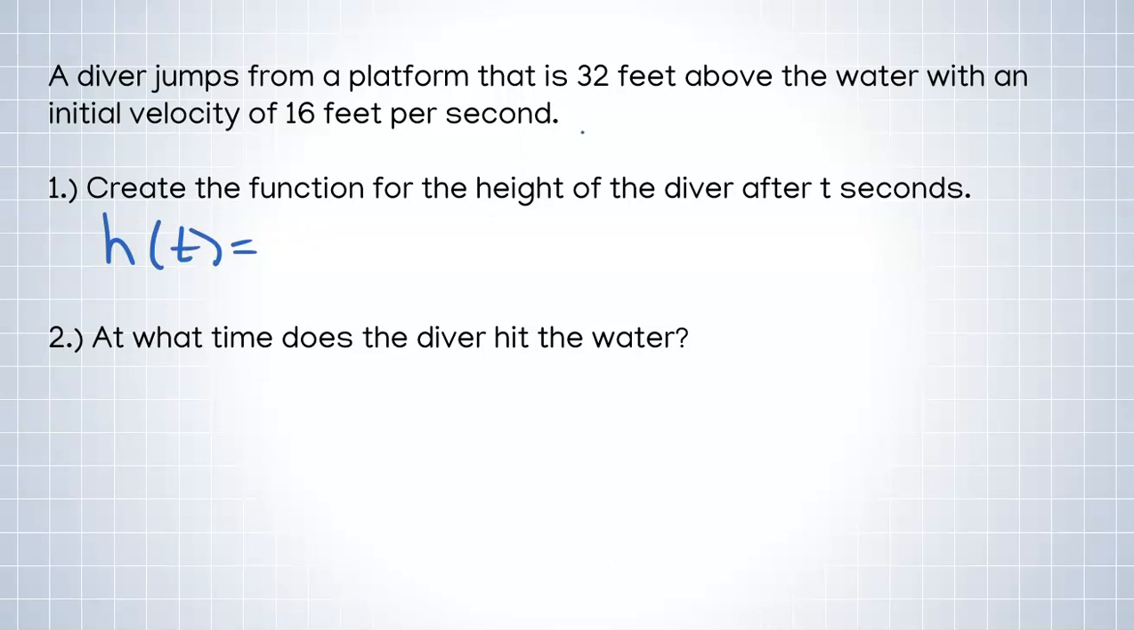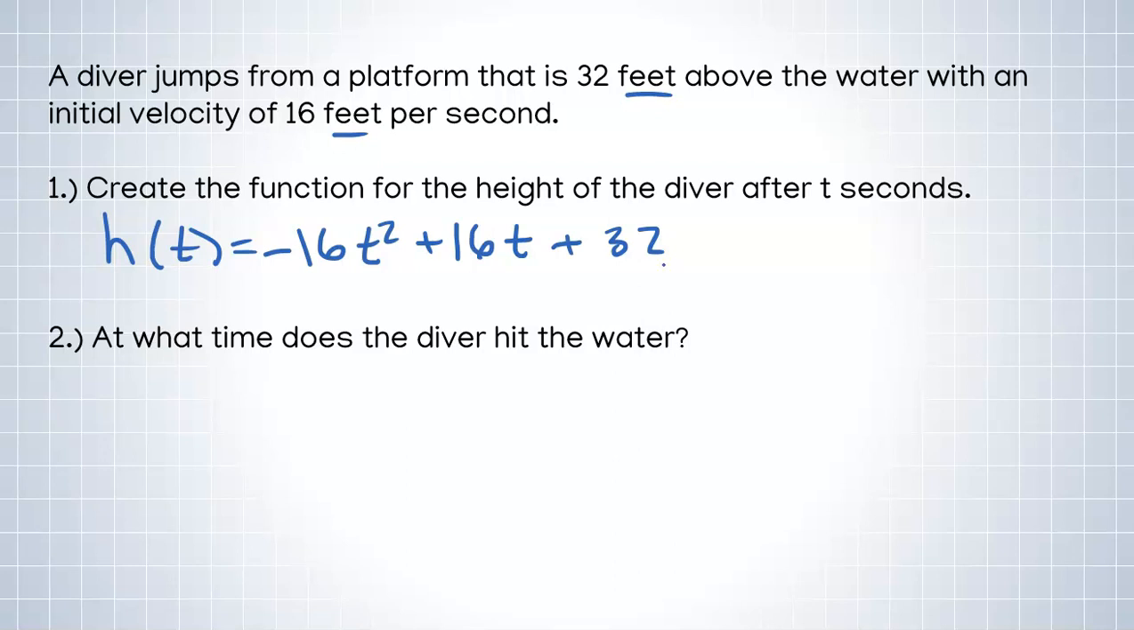So our formula, again, remember, is negative 1/2 times g. I'm clearly in feet here, so that would be negative 1/2 times 32, which is going to be negative 16t squared, plus the initial velocity of 16 times t, plus the initial height of 32. Okay, great. All makes sense.